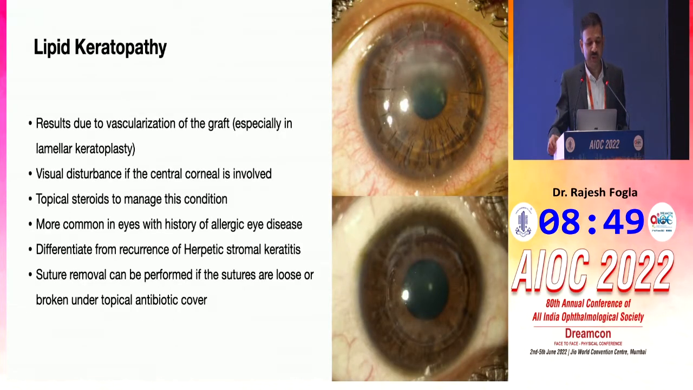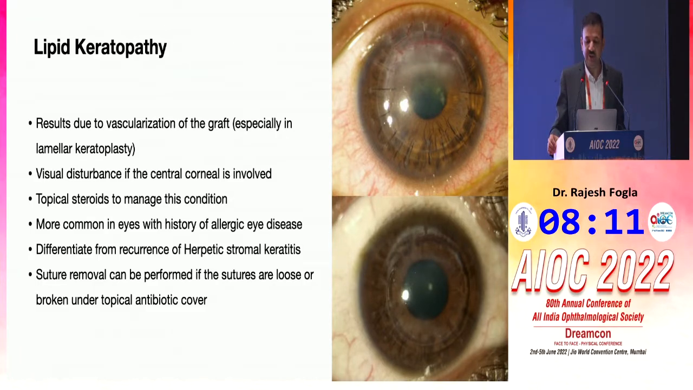The other suture-related problem that your patient can present with in the later part is some amount of haziness in the peripheral cornea and lipid keratopathy from vascularization. This is commonly seen with lamellar keratoplasty, where there is an interface, and sometimes the patient waits till the central cornea is involved before they present to you. Use of topical steroids can reverse it, but it takes a little time. Again, it is more common in eyes with prior history of allergic eye disease because they have a very active ocular surface, or in patients with lid margin disease where you can have surface inflammation which can result in vascularization.